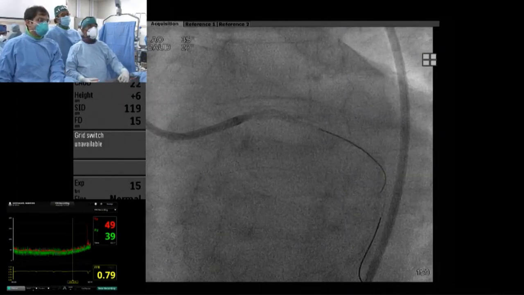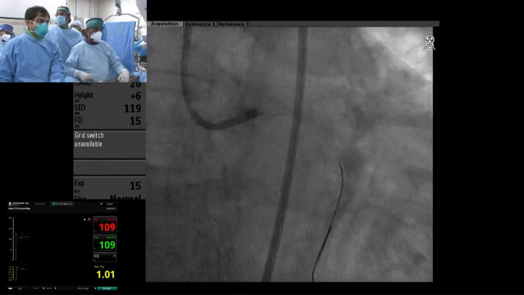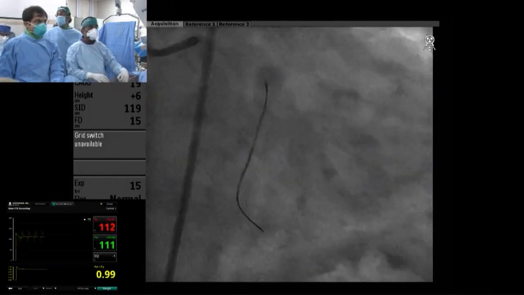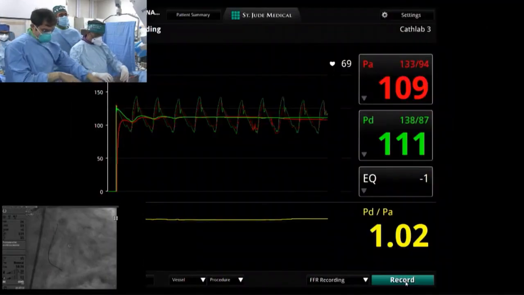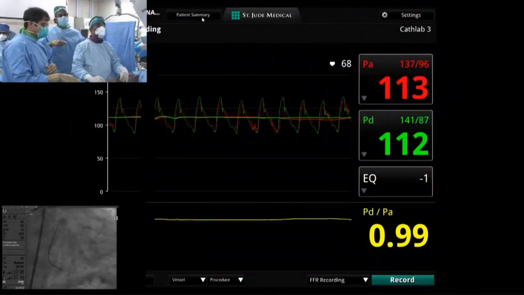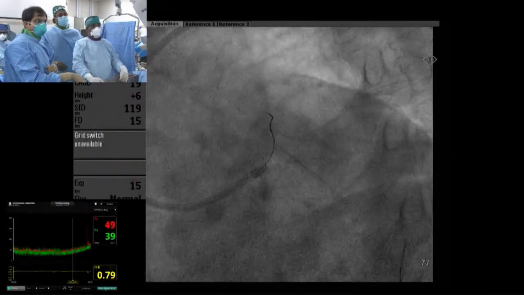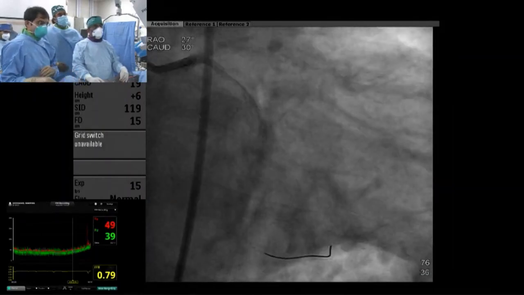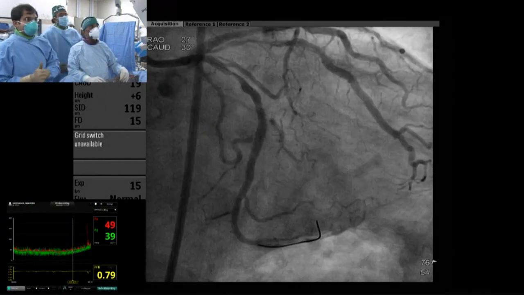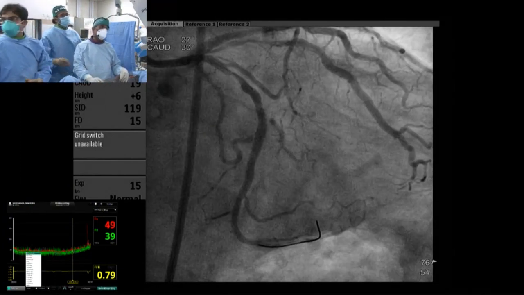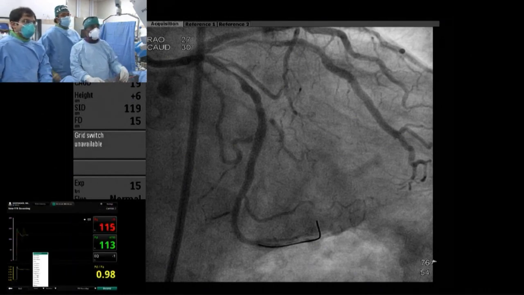Now we are assessing the proximal LCX, sir. Just show the last picture of the LCX. We saw that, sir. We can see the FFR now. Last picture here on the main cine. Last picture after stent to circumflex. Okay, freeze. So you have a stent in the mid circumflex, and now we are checking the FFR on the proximal lesion. Okay, now we'll be doing the FFR for the circumflex.